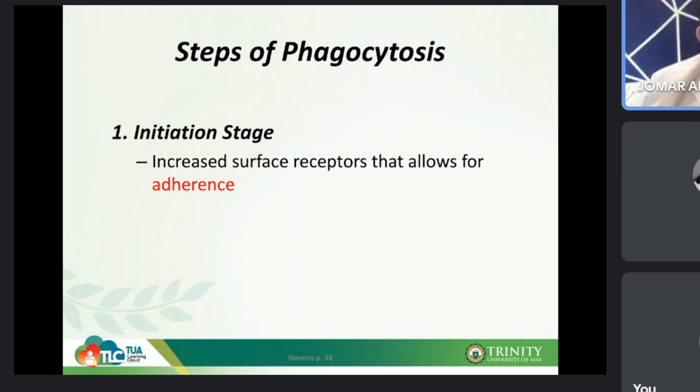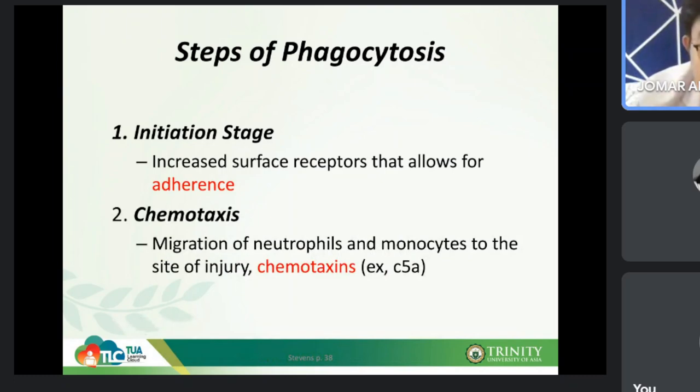A lot of compounds are released to help the phagocyte adhere to the site of infection or, more importantly, adhere to the pathogen itself. Next, after the initiation stage, what will happen next? We will now start to recruit. And this process is what we call chemotaxis. Chemotaxis is the process where your neutrophils, monocytes, and other phagocytes migrate to the site of infection. This is their actual transit going to the site of infection.